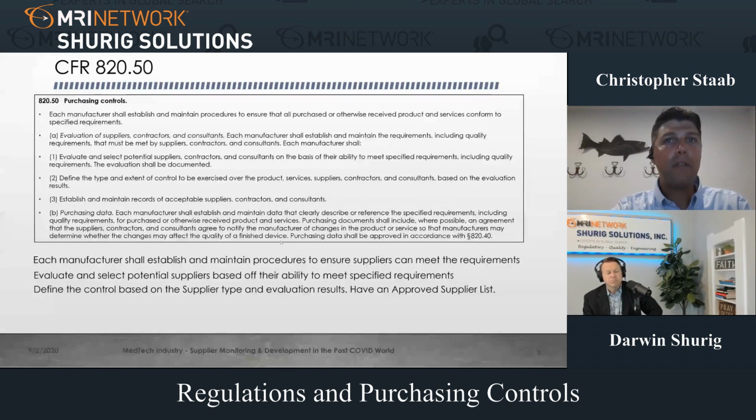Define the control based off the supplier type and evaluation results, and have an approved supplier list. So, supplier type and evaluation. All suppliers aren't equal. You can have a pest control supplier that's monitoring the environmentals in your manufacturing room. They're going to be very different than a contract manufacturer or a critical component supplier. So, break those suppliers down, understand what their risk to your business is, or what the risk to the finished good is, and then evaluate them and manage them appropriately.